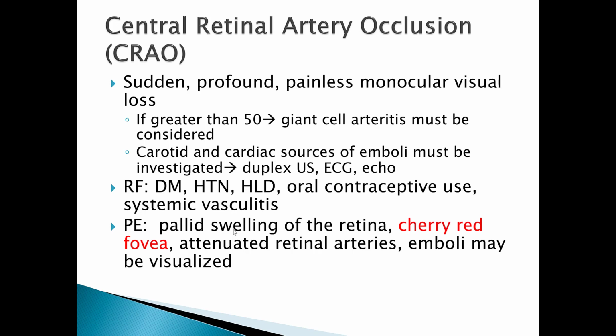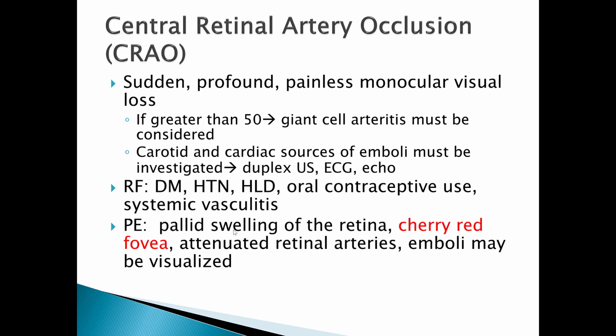So central retinal artery occlusion is a sudden, profound, painless monocular vision loss. If greater than age 50, you have to start thinking that it might be because of giant cell arteritis. And you also need to think about, is there a carotid or cardiac source of emboli being tossed up into the eye? So if there are plaques being thrown off, the plaque can go up and occlude the artery. So you have to do a duplex ultrasound, echo, and an ECG.